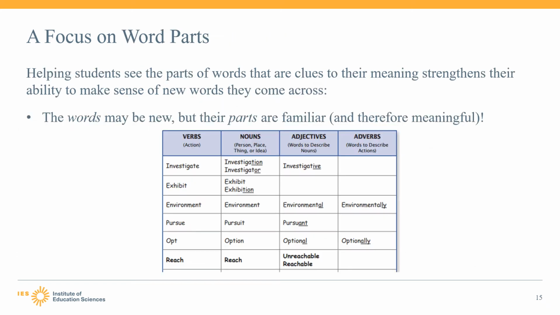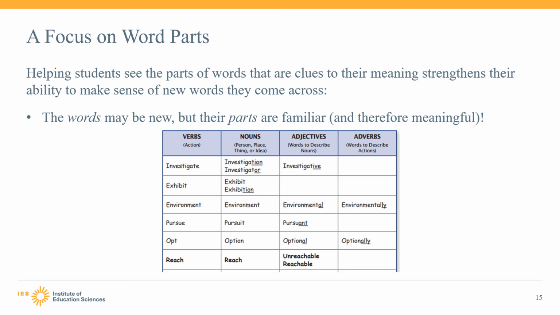You can also help students focus on word parts. So we mentioned in the context of cognates that students can start to develop this metalinguistic skill in recognizing characteristics of language as an object and how you can break it apart and manipulate it and make it do what you want it to do. Well, helping students see the parts of words that are clues to their meaning strengthens their ability to make sense of new words that they come across.